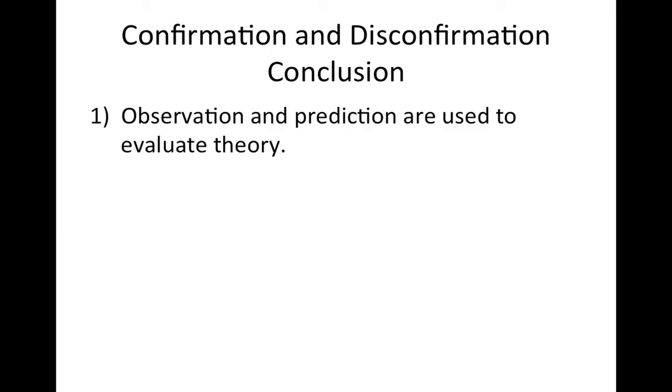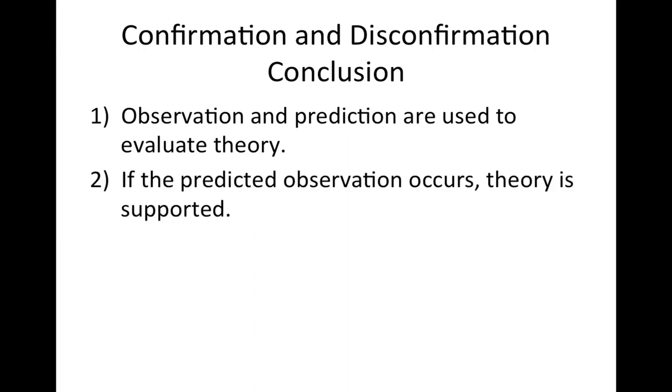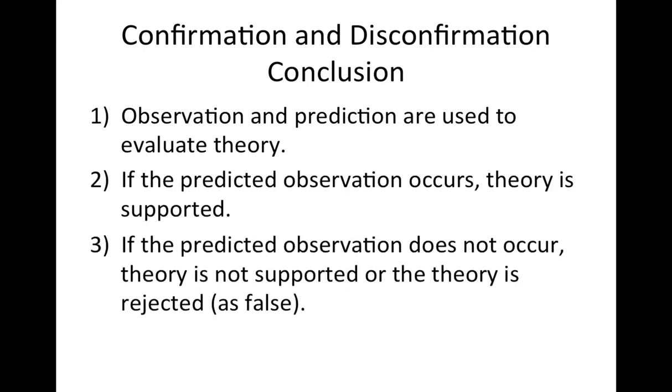Observation and prediction are used to evaluate theory. If the predicted observation occurs, theory is supported. If the predicted observation does not occur, theory is either not supported, this is the inductive notion, or the theory is rejected, so it's shown to be false. This is the deductive version. I think the inductive version is much more adequate to scientific practice.